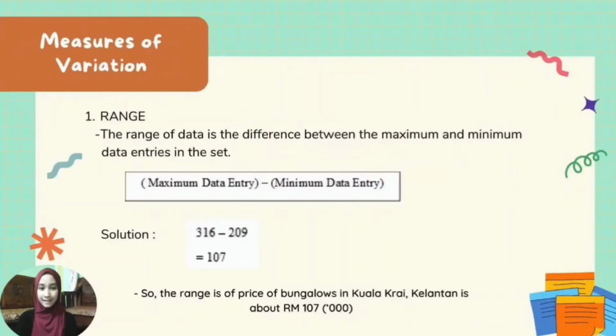Range is the difference between the maximum and minimum data entries in the set. So the maximum data entry minus the minimum data entry. The range of the price of bungalows in Kuala Krai, Kelantan is about 107,000.